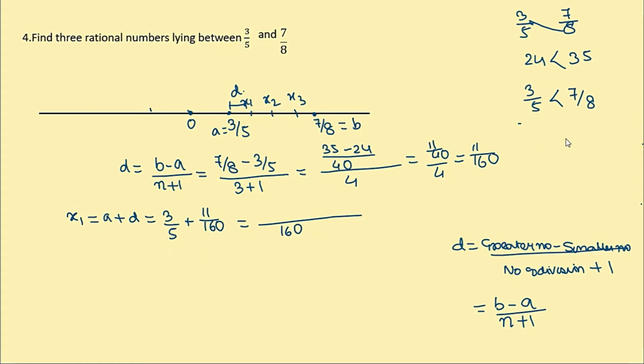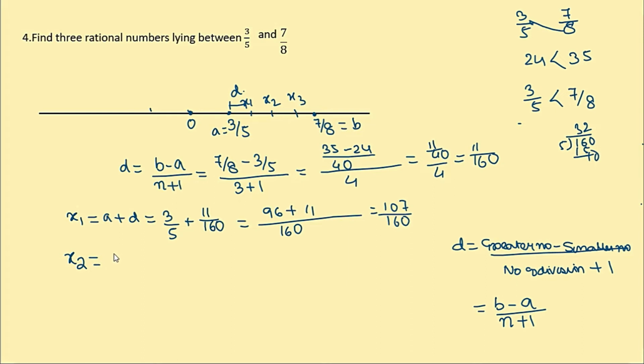So 160, so 5 by 160, 5 3s are 15, 10, 32. So when you take the LCM, 32 into 3, that is 96 plus 11. Okay, plus 11. So this comes as 107 by 160.